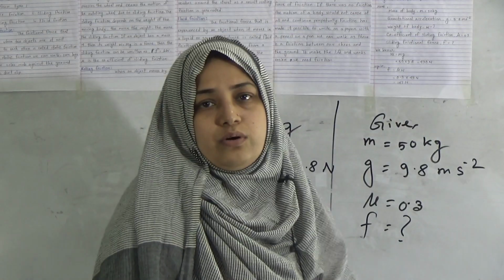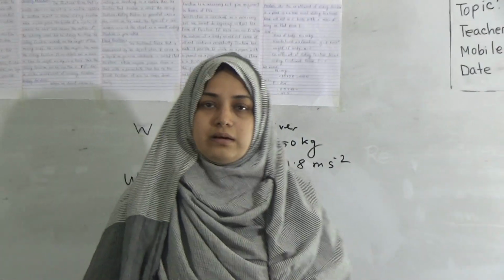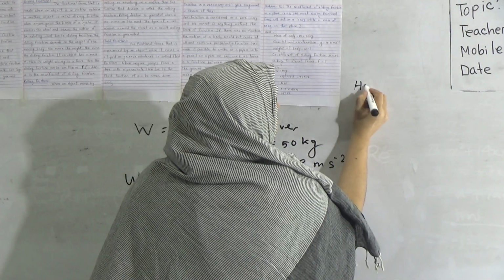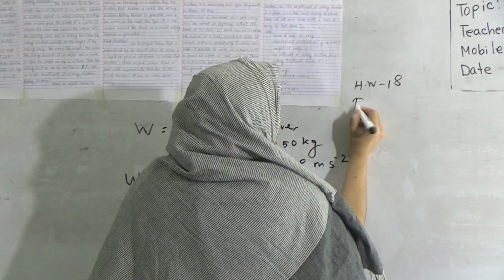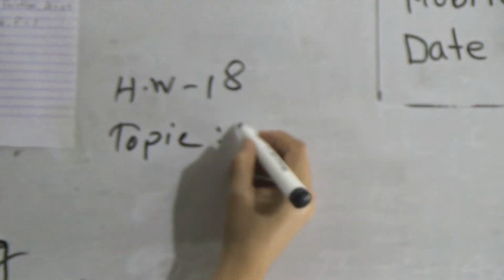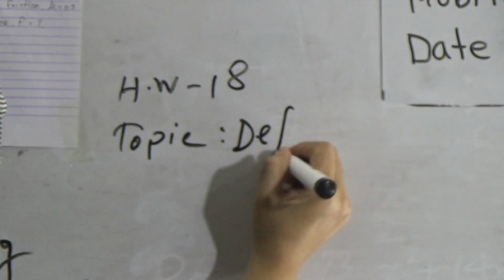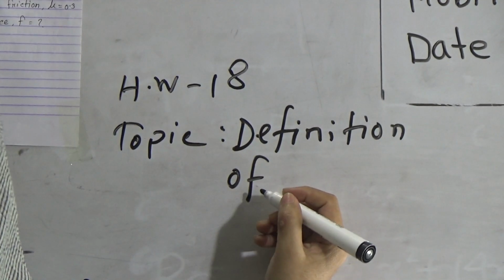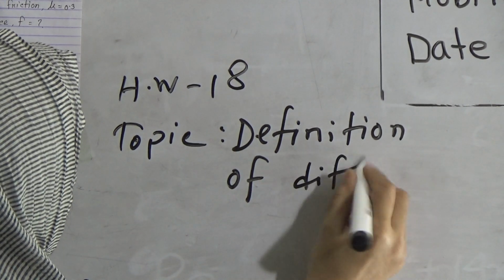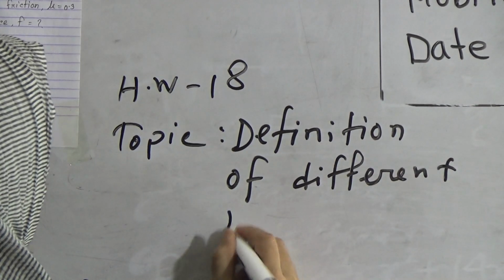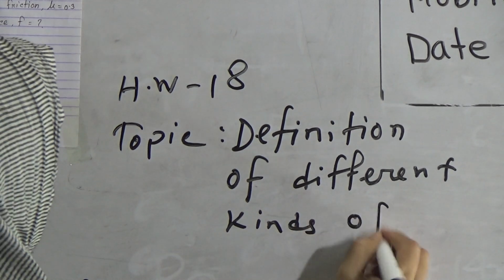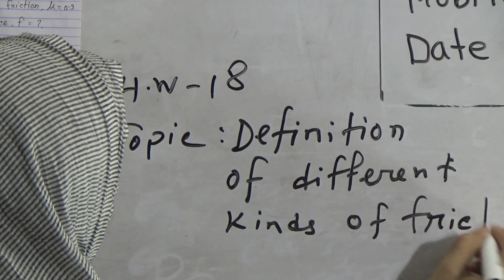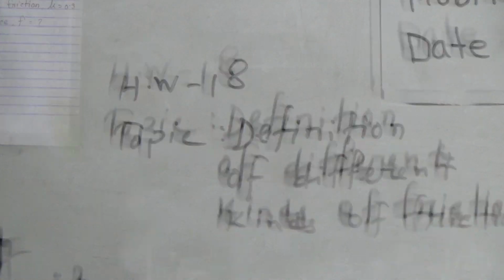I hope all of you have understood our today's topic properly, and I am giving SW now. Your SW number is 18, and the SW topic is the definition of different kinds of friction.